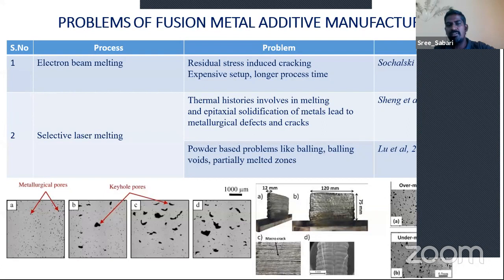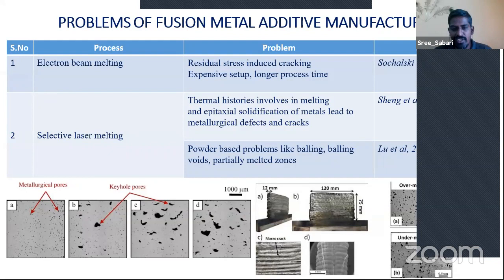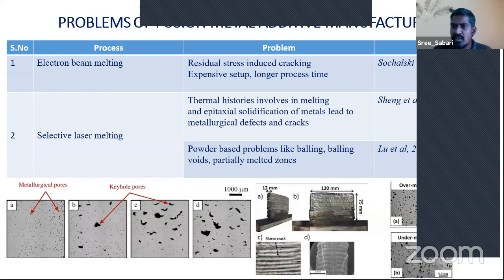I am depicting some pictures here. These are not my pictures. These are taken from the literature and referred here. When we are using the selective laser melting process, you will have problems like the keyhole process, which is seen in the first set of figures, A B C D. You have keyhole formation during the laser process, so you may have such pores there. In addition to that, you will also have metallurgical pores, which are because of the entrapment of gases formed during the melting of the powders.